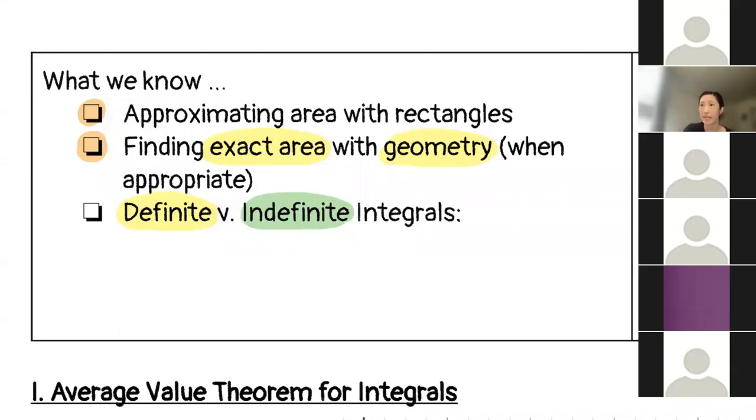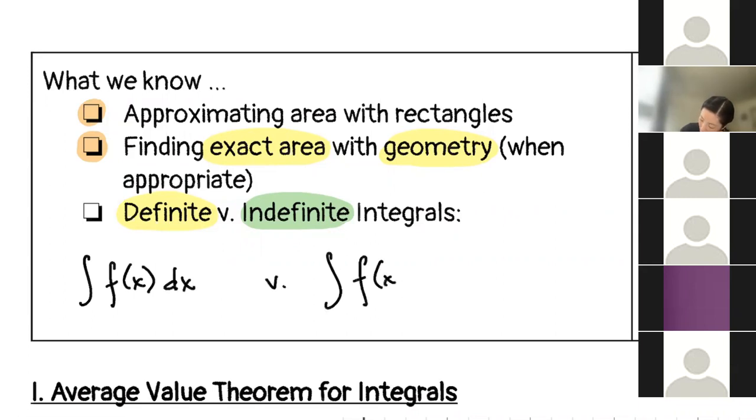Okay, definite has an interval of x values, exactly. And so the symbols look so similar, right? We've got our integral, we have a function, we have the dx, all right? So that's one of them. And then we have a different function, dx. And the only difference is that a definite integral has bounds. We usually say the lower one is a and the upper one is b, and the indefinite integral does not have bounds, okay?